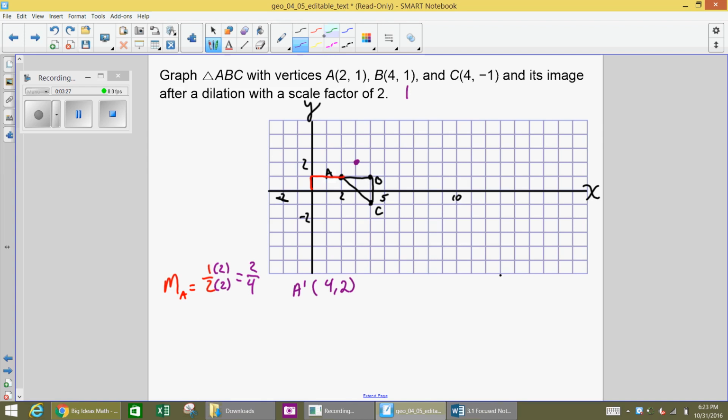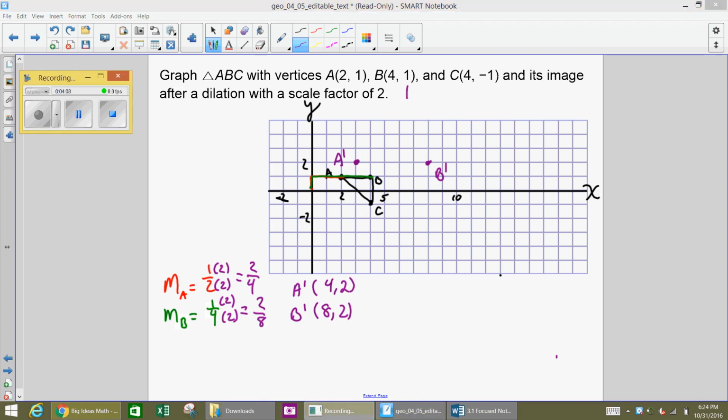So let's think of what we get when we find the slope for our B. The slope for B, we're going to go up 1 and over 4. So up 1 over 4. And again, we're going to multiply each of those by the scale factor of 2. So now we're going to move up 2 and over 8. Up 2 and over 8, and that is our new B prime. So B prime is located at 8, 2, which is what we got last time.